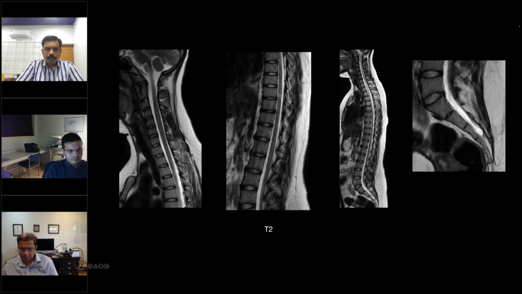T2-weighted sequences of this sagittal spine. I could not appreciate any abnormality. These are likely motion-related artifacts. As you can see, the lines are also evident in the vertebral bodies and also in the prevertebral region. A possible cystic lesion over here, but we did not have axial cuts.